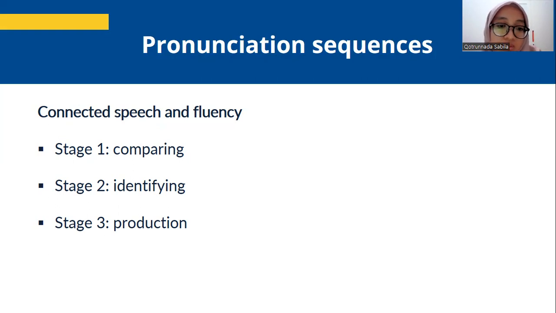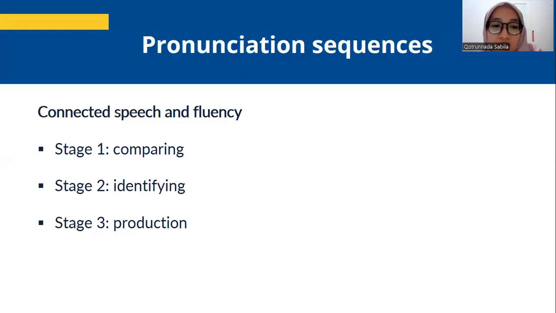We can adopt a three-stage procedure for teaching students about features such as elision and assimilation. In the first stage, it's comparing. Start by showing the students sentences and phrases and have them pronounce the words correctly in isolation.